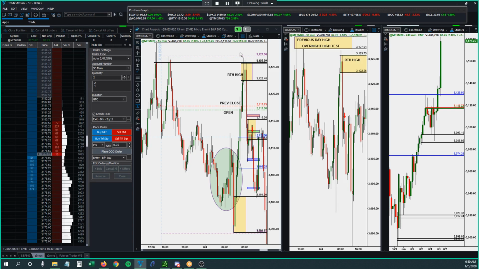So price had come back down to this area, close to the open, started to get range bound, started to develop a little consolidation.